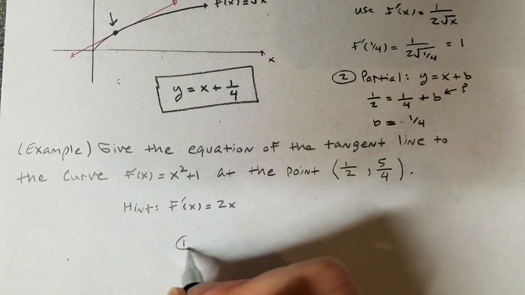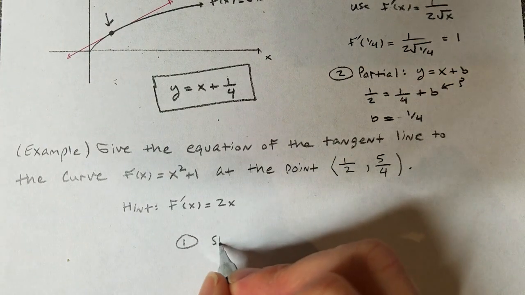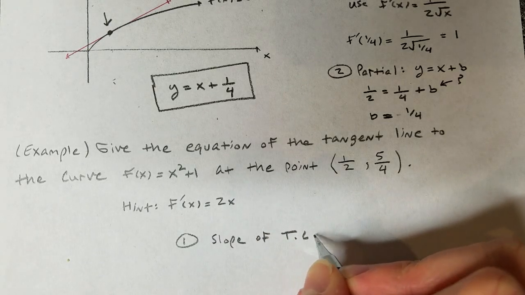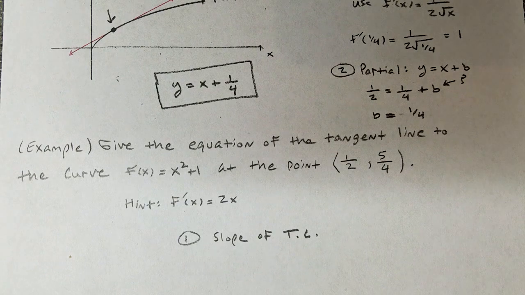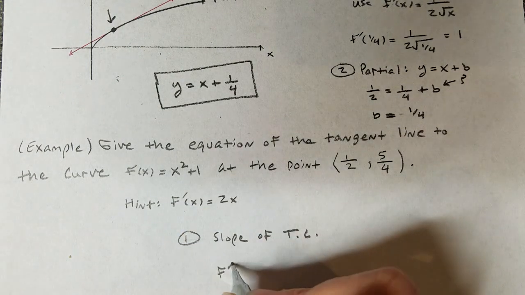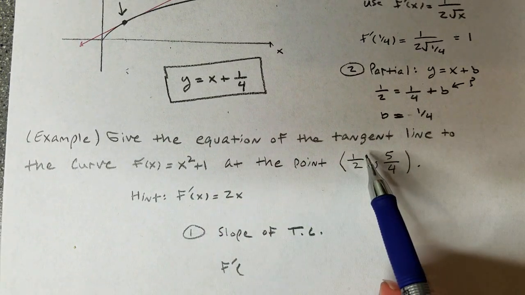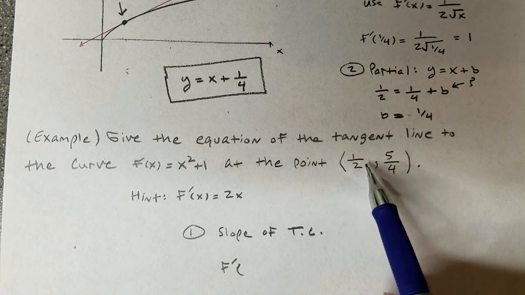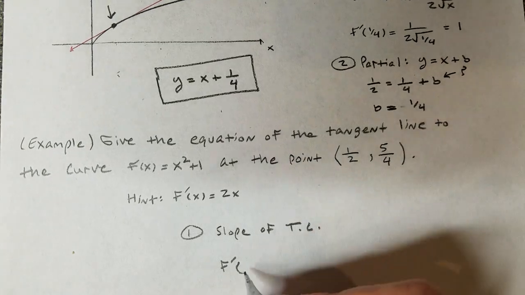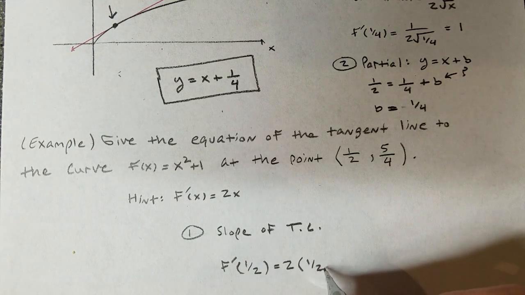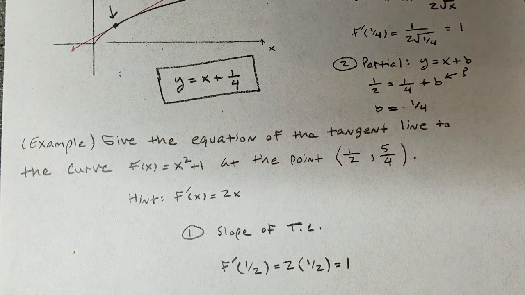So there's the derivative. Now, there were those 2 steps, right? First step, what is the slope of the tangent line? Slope of TL, slope of tangent line. Well, you use the derivative to figure that out. So we will do f prime of, and I want the slope of the tangent line at this point where x is 1/2. So I'll do f prime at 1/2. That's going to be 2 times 1/2. That's going to be 1. So the slope of the tangent line is 1.